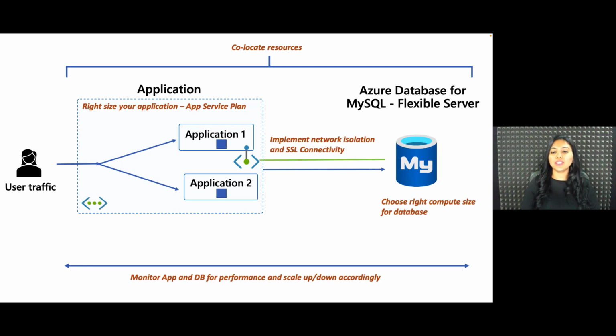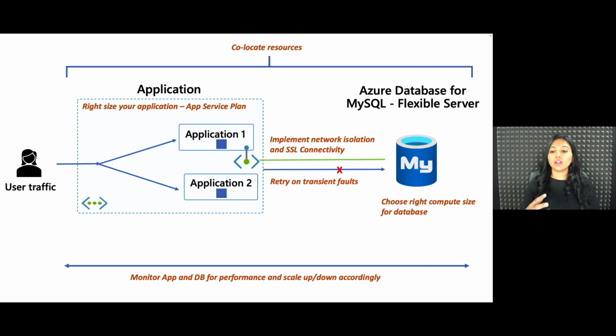The next is in terms of security. Ensure network isolation. Like you saw in the Web App plus database secured in a VNet, right? That is one of the best things that you can do. Use private access or private links and secure them in a VNet. And then SSL connectivity. SSL connection is actually enabled by default for Azure Database for MySQL Flexible Server, and we would urge you to continue using that.